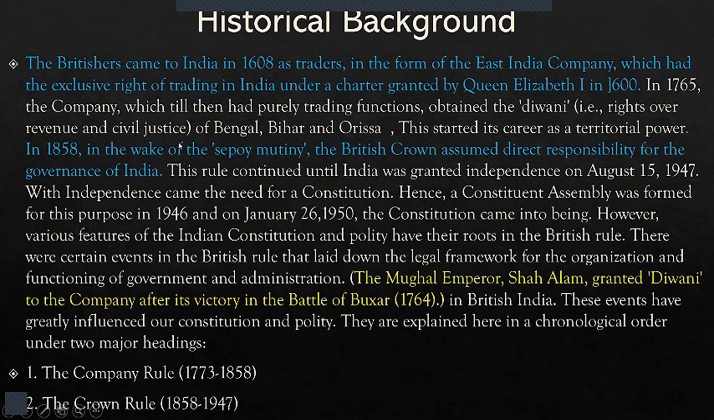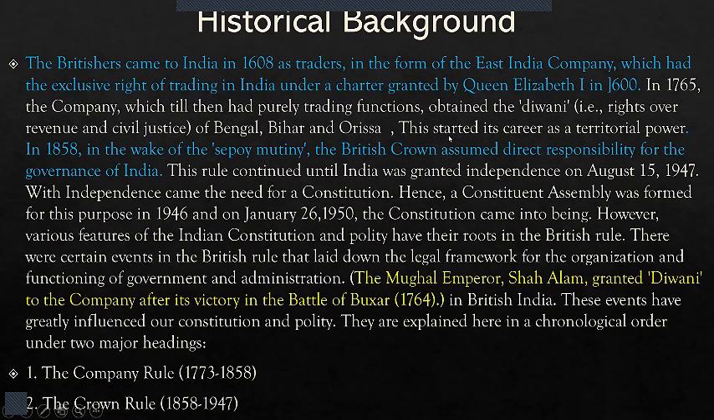Through this Diwani, they got the rights over the revenue and civil justice of the territories, which were Bengal, Bihar, and Orissa. Here Bengal is considered as West Bengal and East Bengal. At that time there was no Bangladesh, only Bengal was there. So Bangladesh plus West Bengal plus Bihar plus Orissa, and in that Bihar, Jharkhand was also there. So it was a huge area under the East India Company's control for revenue and civil justice, and they had all the rights on how to run all these things.